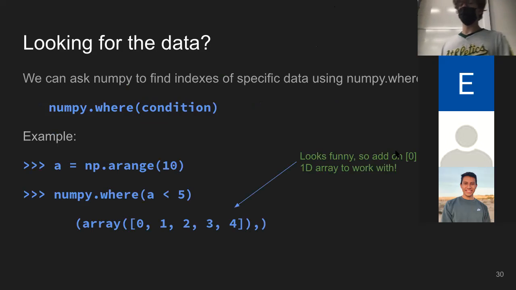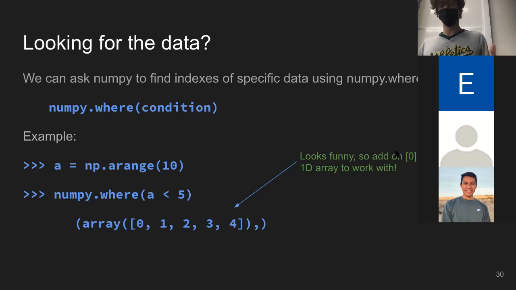If you're looking for specific values of the data, you can use the extremely useful function numpy.where. So we can use NumPy to find indices of specific data. Essentially you do numpy.where some condition is true. As you can see in this example, we say A is numpy.arange of 10, so it'll go 0 to 10, sorry, 0 to 9. If you call numpy.where A is less than 5, it'll give you all the indices in which A is less than 5, so 0, 1, 2, 3, 4. You could do greater than 5, and it'll give you 5, 6, 7, 8, 9.